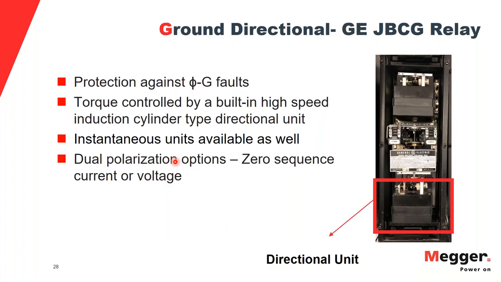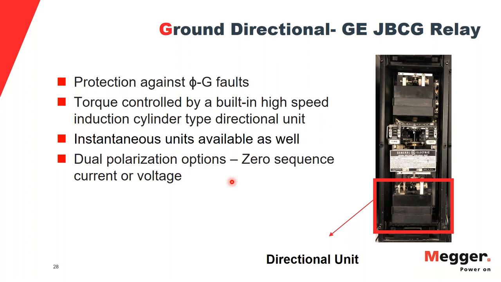Let's take an example now of a ground directional electromechanical relay. GE JBCG is one of the ground directional relays. It provides protection against phase to ground faults. You can see that there are 3 different units in this box. The bottom one is the directional unit, exactly like what we had in the ABB-CR relay. And then they have a TOC unit, which is the time over current unit, and then an instantaneous unit right here in this particular relay.